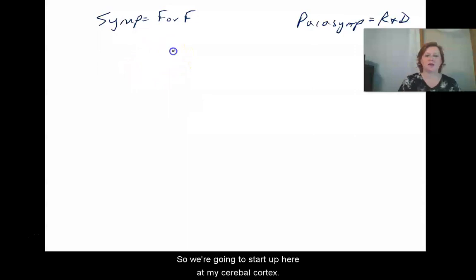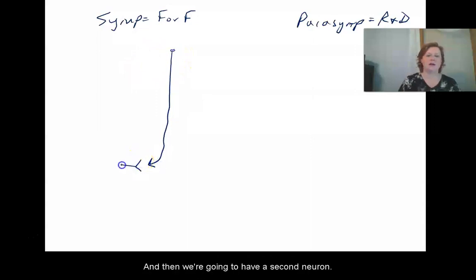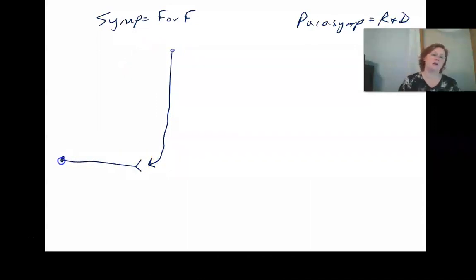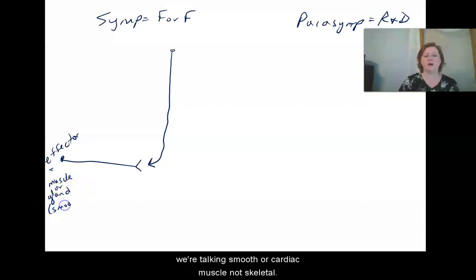So we're going to start up here at my cerebral cortex. We're going to have 1 neuron, and then we're going to have a second neuron, and it's going to end at the effector, which is going to be muscle or gland. Now, since this is involuntary, we're talking smooth or cardiac muscle, not skeletal.